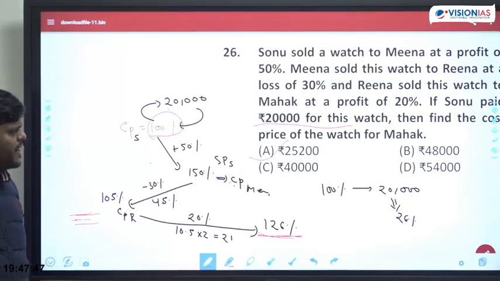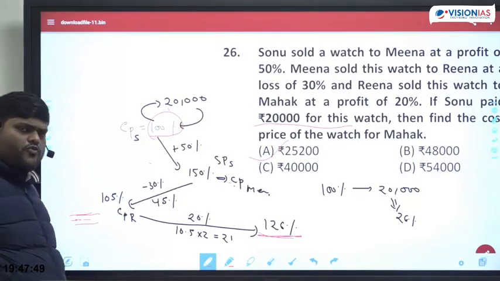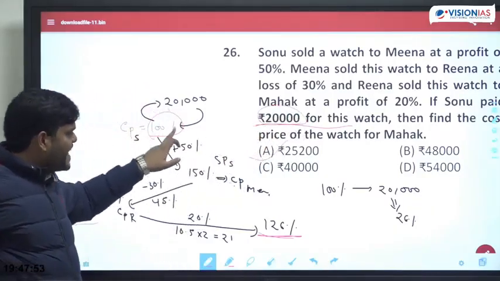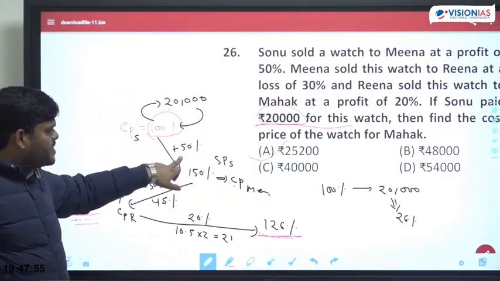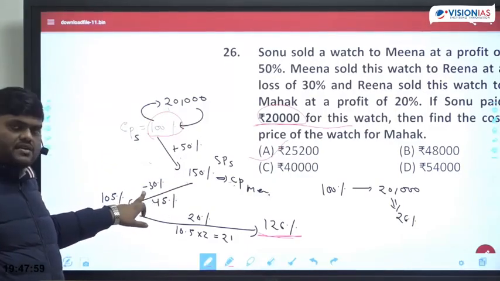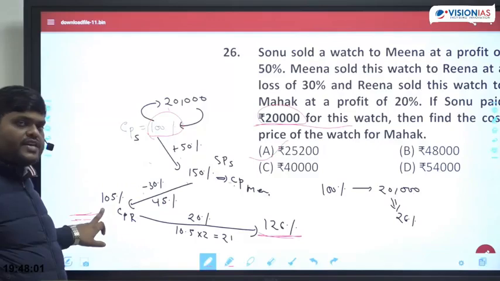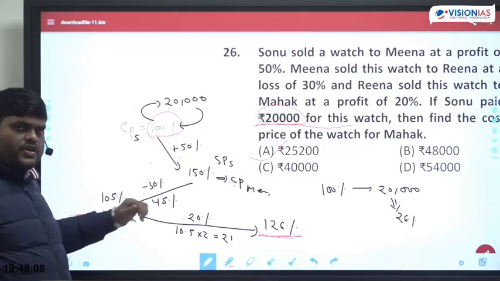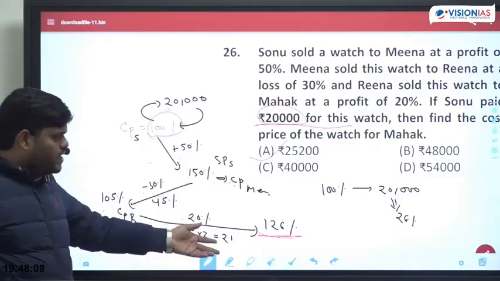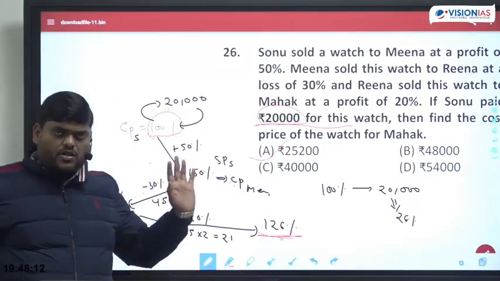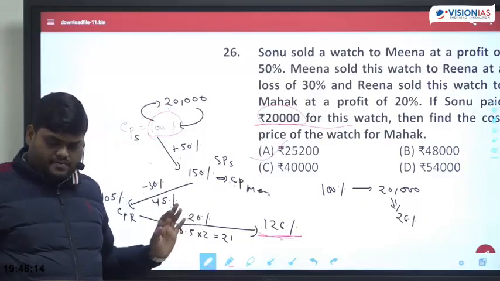You can solve one by one also. Sonu price is given 20,000. So we can take this as 20,000. Then 50% increment, this becomes 30,000. Then 30% decrement, this becomes 21,000. Then again 20% profit, then 20% of 21,000 will be 4,200. Add this value, you will get your answer. That is also a way to solve this thing.